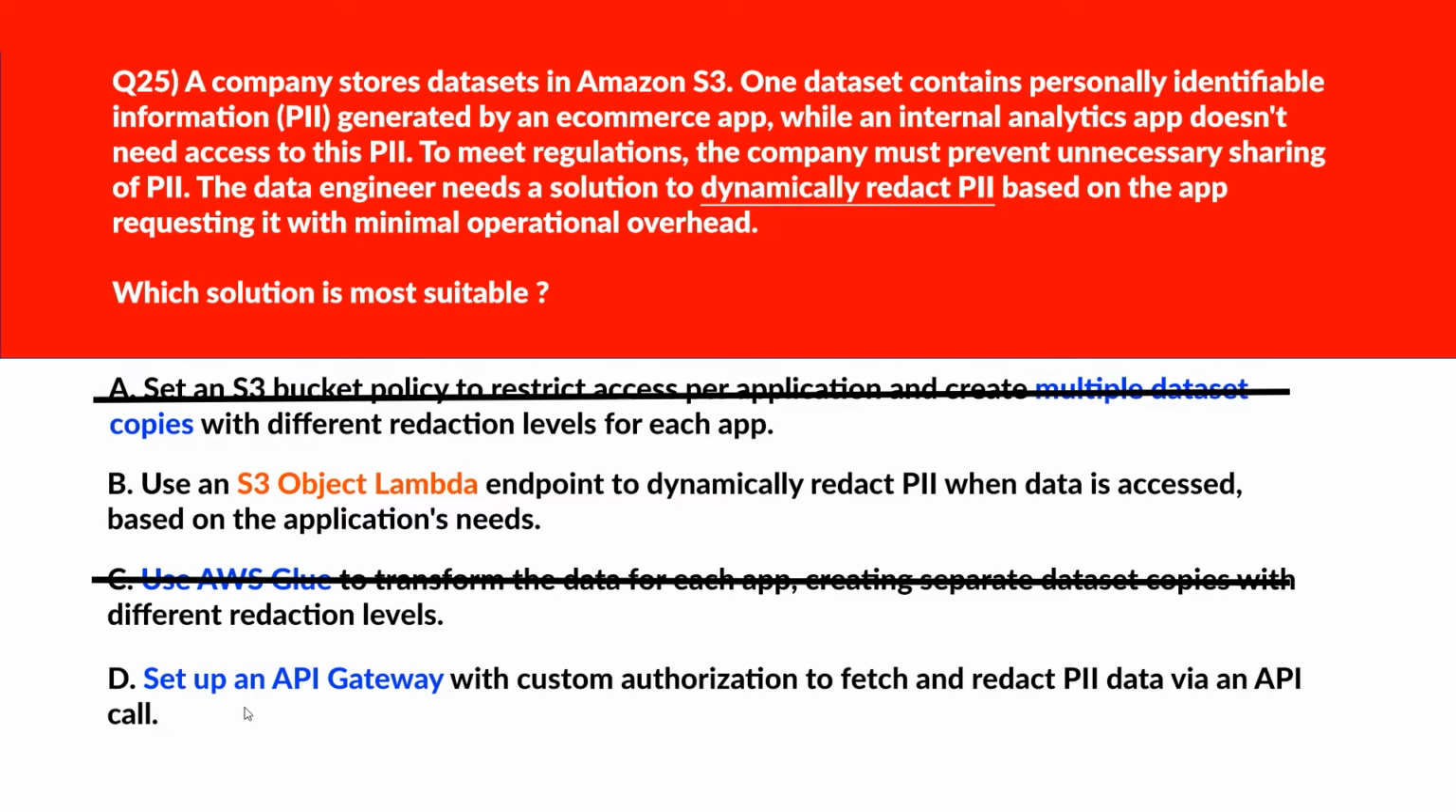D says set up an API Gateway with custom authorization to fetch and redact PII data via an API call. API Gateway introduces unnecessary complexity for this use case, what we have as per the question, compared to S3 Object Lambda, which is option B. Since option B is better than option D, let's reject D and lock B as the right answer.